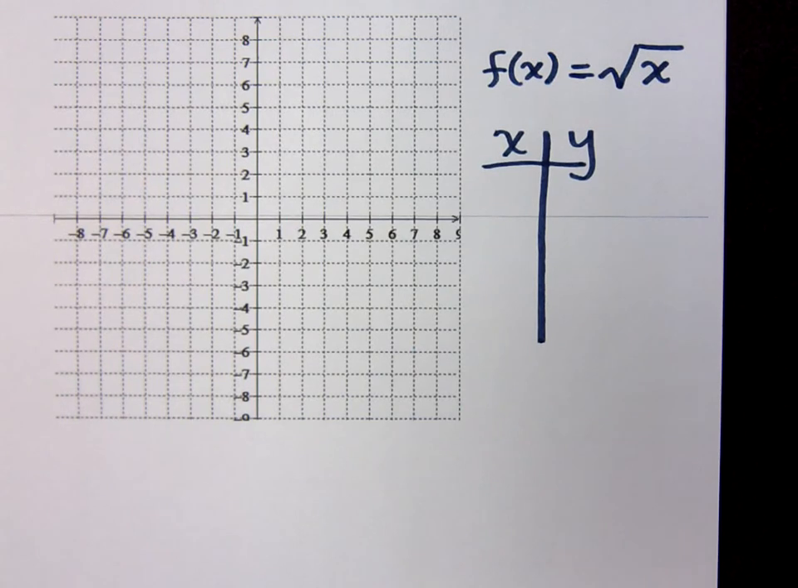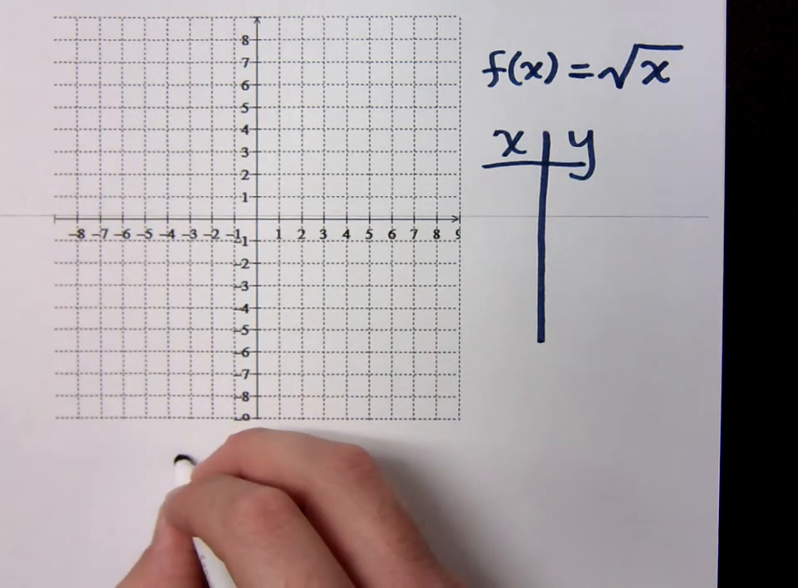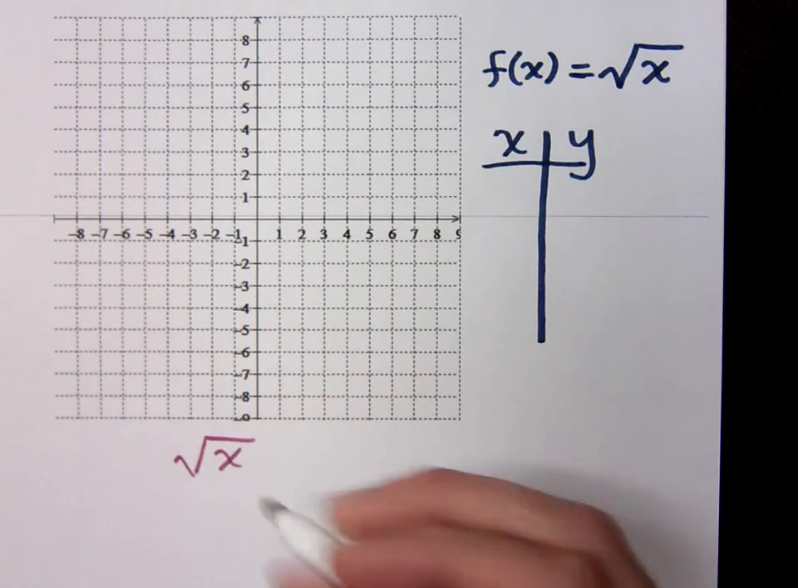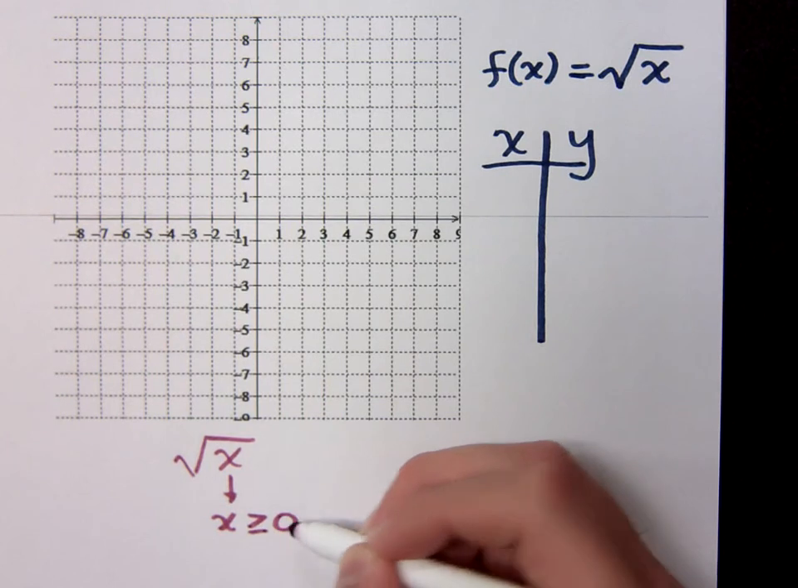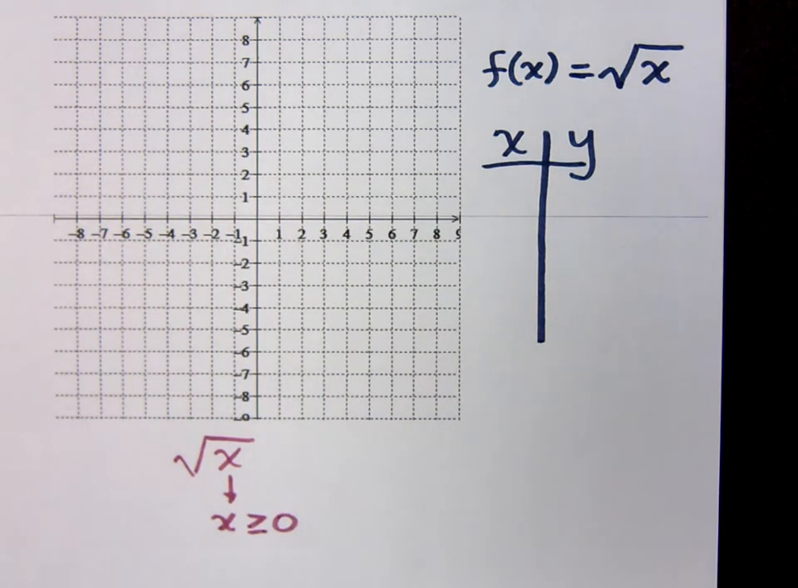Can you plug in anything you want into the square root? No, you can't. Okay, because think about the square root. We already have a restriction on there. We've kind of talked about that already. We know that when I'm dealing with the square root of x, my radicand has to be greater than or equal to 0, right? Because what if I try to plug in something that's not greater than or equal to 0? If I plug in a negative number, what happens?